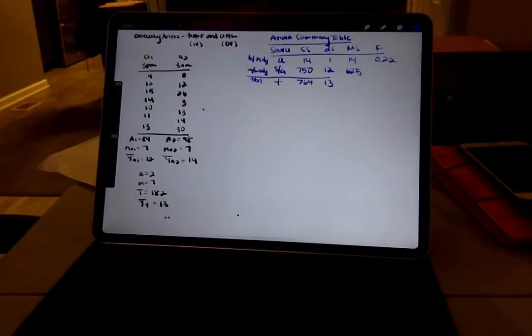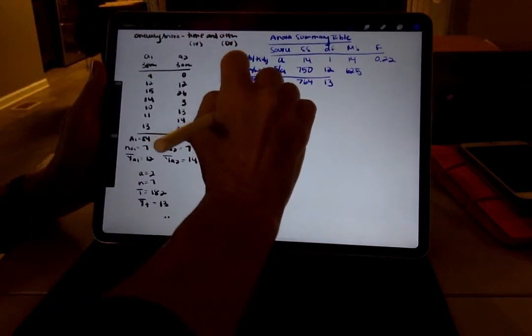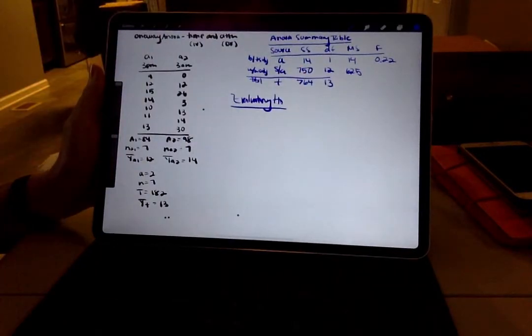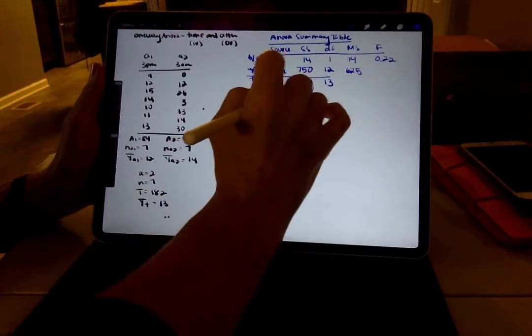All right, so that is the end of calculating and summarizing. Now it's time to evaluate our null hypothesis, or rather, to put it more simply, we're going to evaluate our F ratio.